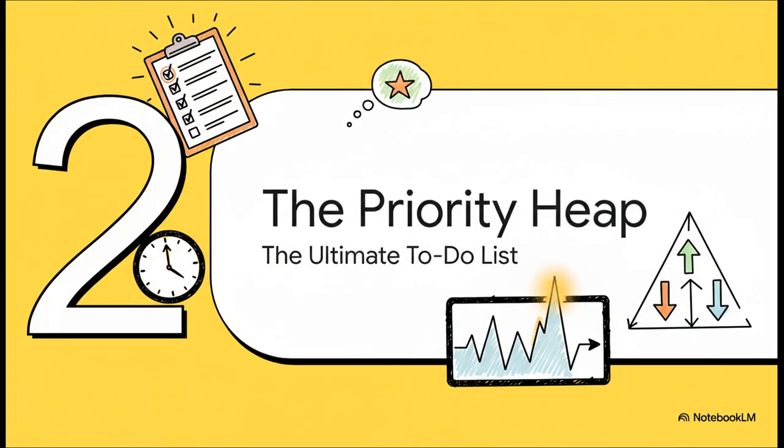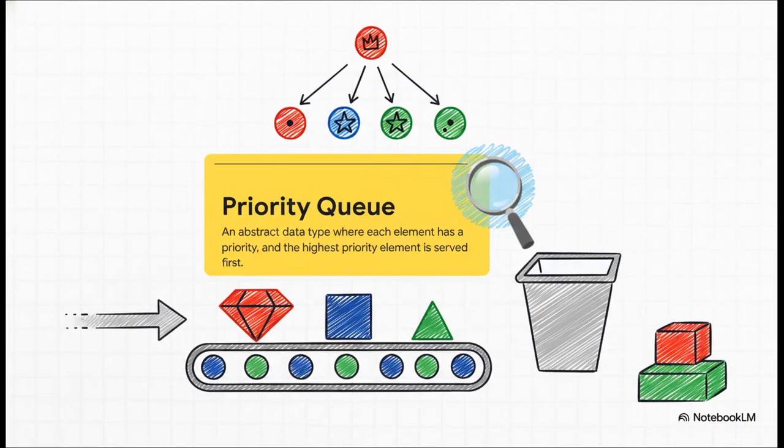Okay, so first up in our toolbox is the heap. The best way to think about a heap is as the ultimate to-do list. Or maybe even better, think of it like an emergency room triage nurse. It has one job and one job only, to always know what is the most important, most critical thing that needs attention right now. So, to get a little more formal, a heap is the most efficient way to build something we call a priority queue.